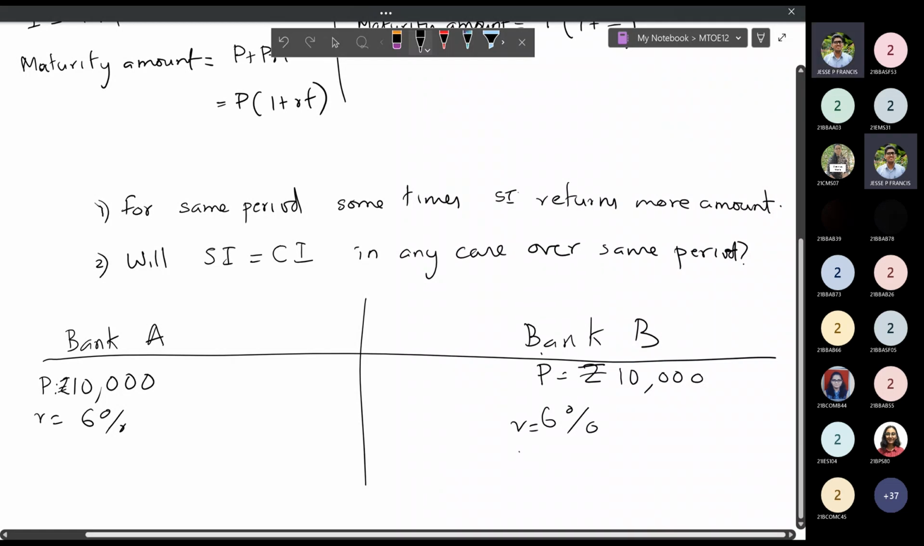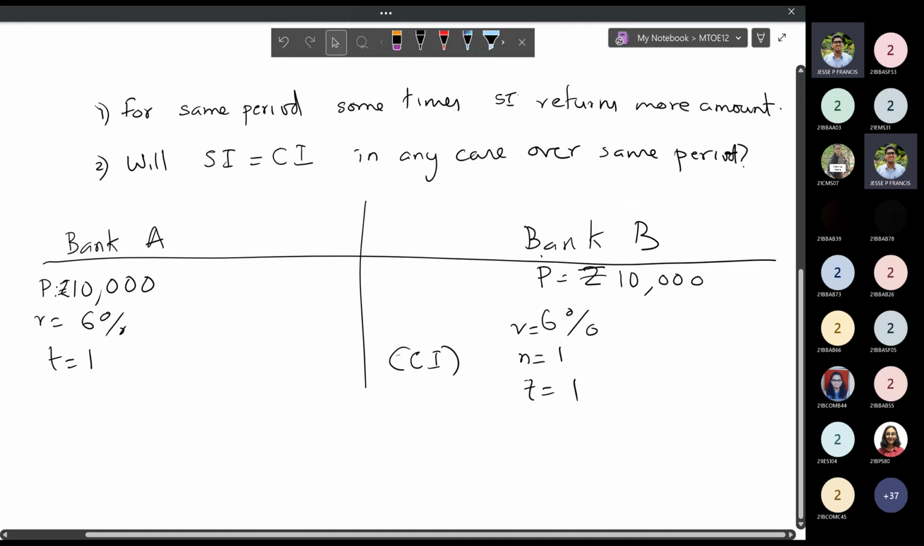Now, I'm compounding once annually. That is, it is compounded annually. Compound interest compounded annually for the term of 1 year. Here also the term is 1 year. Can you find the maturity amount in either case?